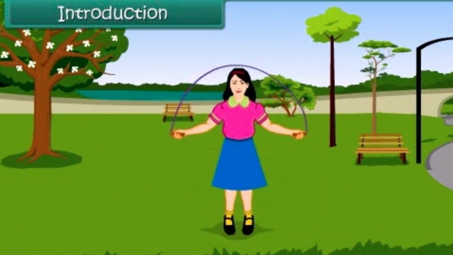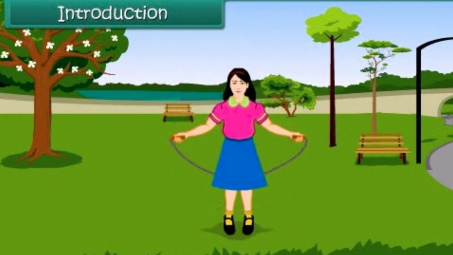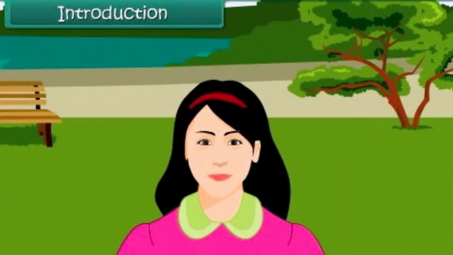Hello friends, I'm skipping rope. Count the number of times I skip rope. 1, 2, 3, 4, 5, 6, 7 and 8 times. I'm tired now. Therefore, the data of my skipping rope is 8.